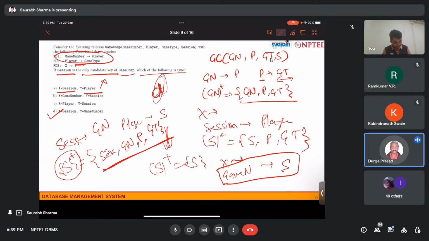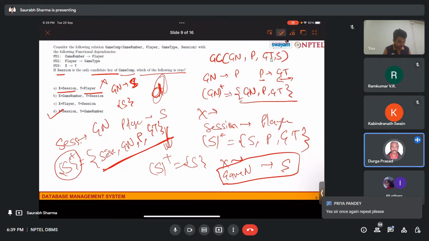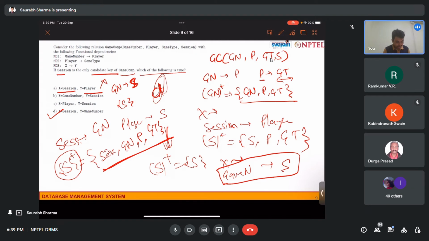If we are taking option B, it is telling game number derives session. If we take the closure of session from here, there is no closure of session, but there is a closure of game number. What we want is that session should be the only candidate key, not game number or game company. Okay, thank you. Got it.